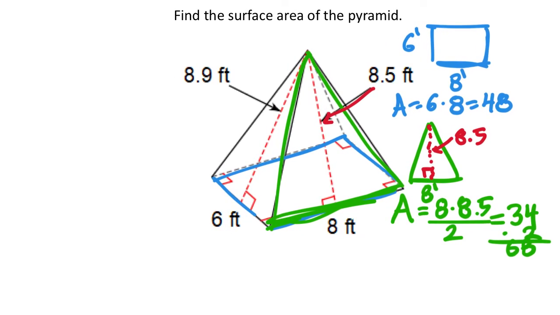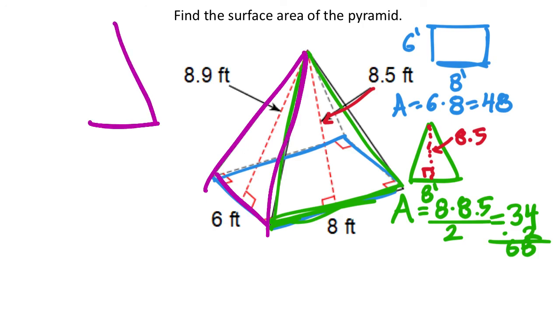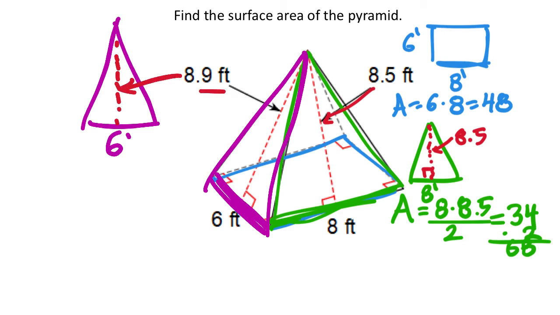Now on the left, this one right here in purple, again, I'm going to draw it separately, just knowing that there's 2 of them, right? And at the bottom right there, it shows it's 6 feet. This one shows a height here. That's this 8.9 feet right there. So if I want the area of this purple triangle, again, I know there's 2 of them, so I need to factor that in at the end.